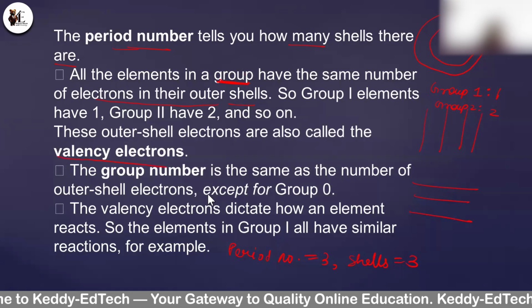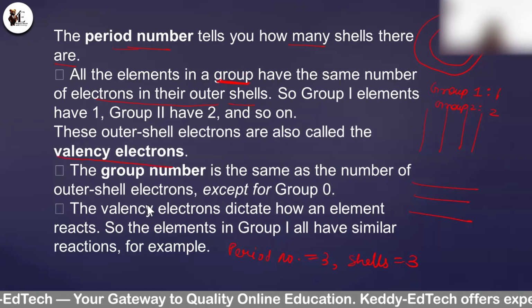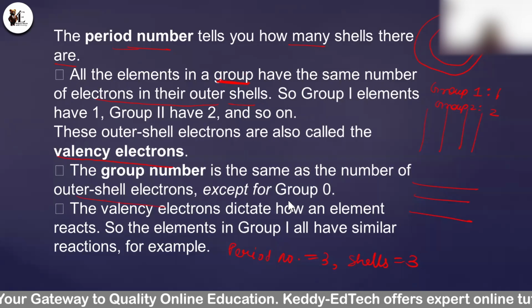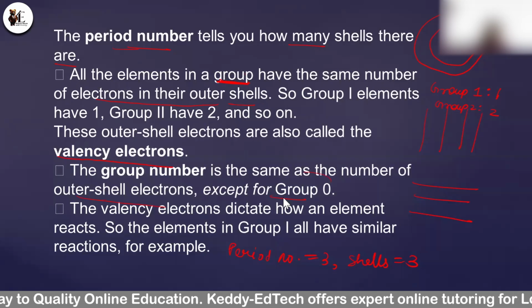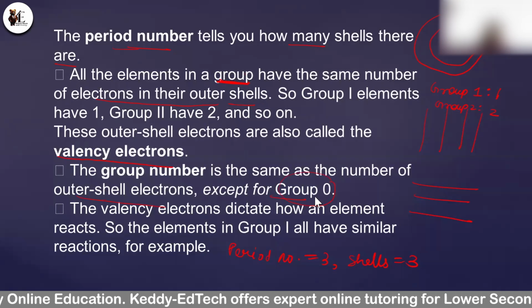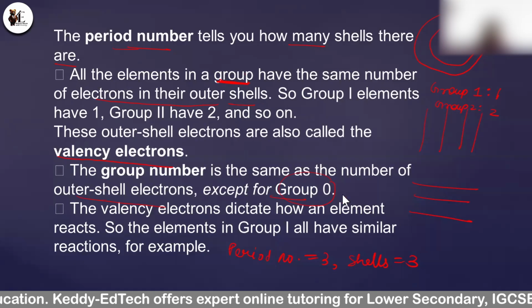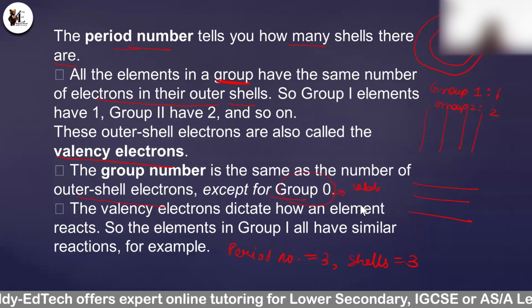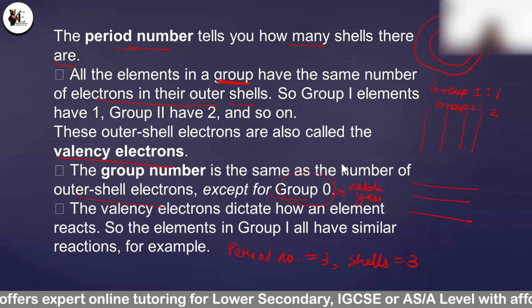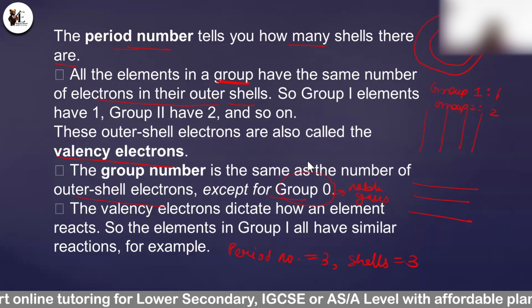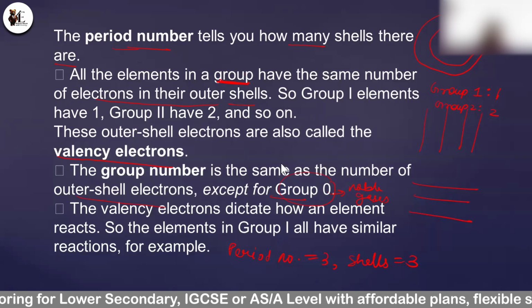So group number is the same as the number of outer shell electrons, except for group 0. In noble gases, group 0 is a group. We'll study about group 0 in the next slide. It is the group for noble gases. So at your level, you can remember that the groups are 8 and periods are 7.